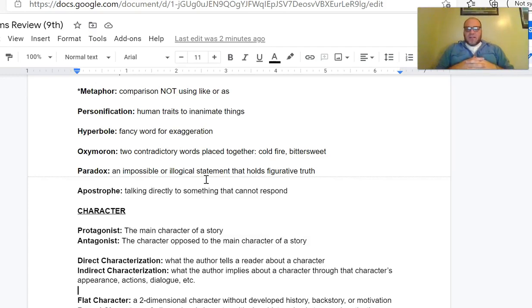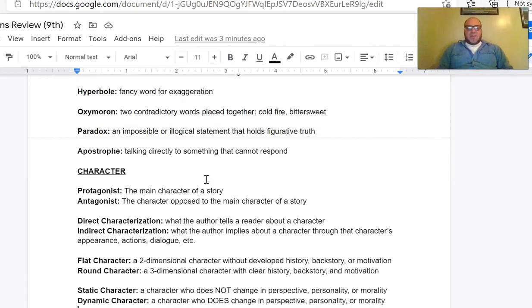Apostrophe is talking directly to something that cannot respond. I'm sure Odysseus does this a few times throughout the story, talking to an animal, or oftentimes even talking to the gods, although the gods do respond through omens and things like this. But in ancient Greek writing, a lot of times you'll invoke a god or a goddess and they're not going to respond to you. Sometimes Athena does actually talk to Odysseus, but that's the exception rather than the rule.